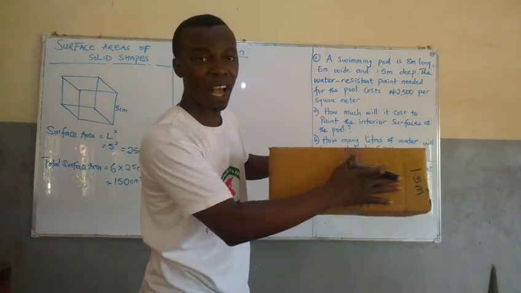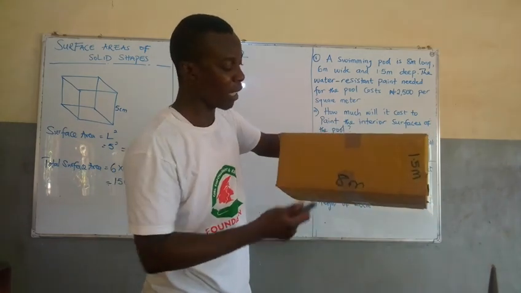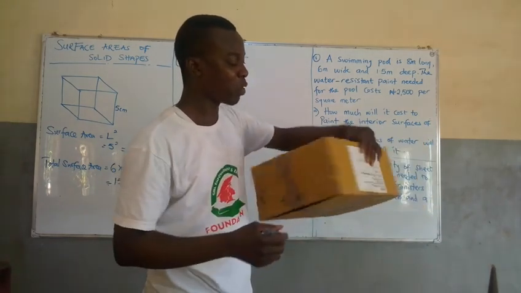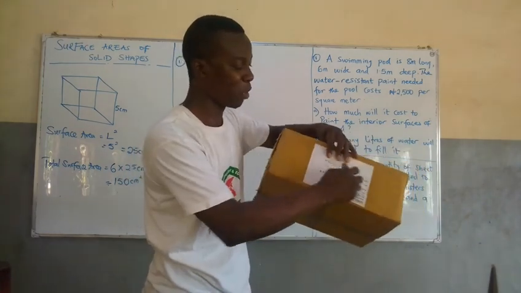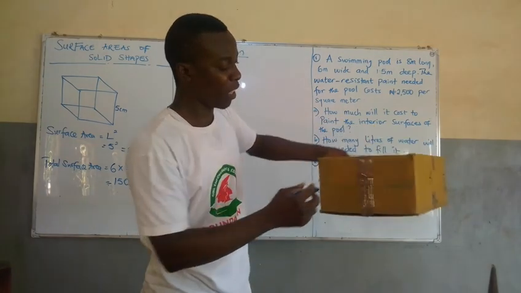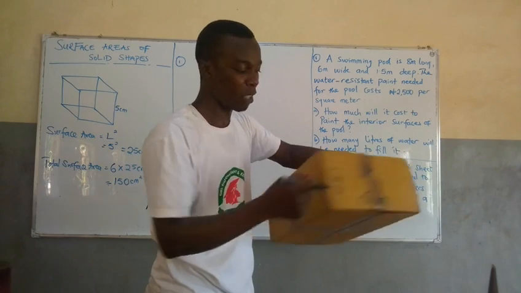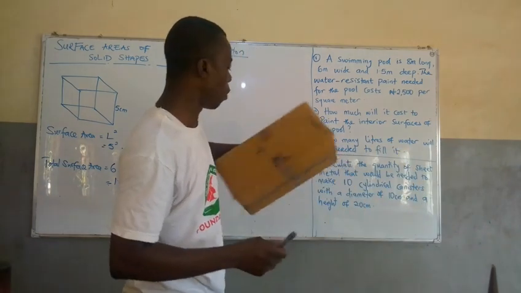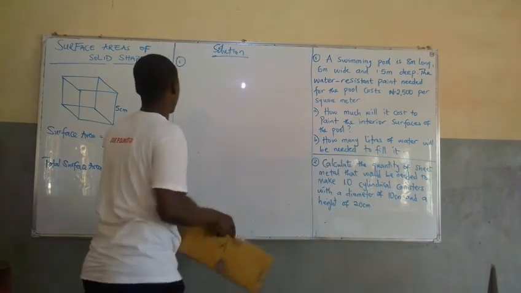Now, this side is equal to this side. So I'm going to call this side A, which is as well equal to side A here, because they are both equal. I'm going to call this side B, and this is also side B. They are both equal. So now let us find the area of side A first.